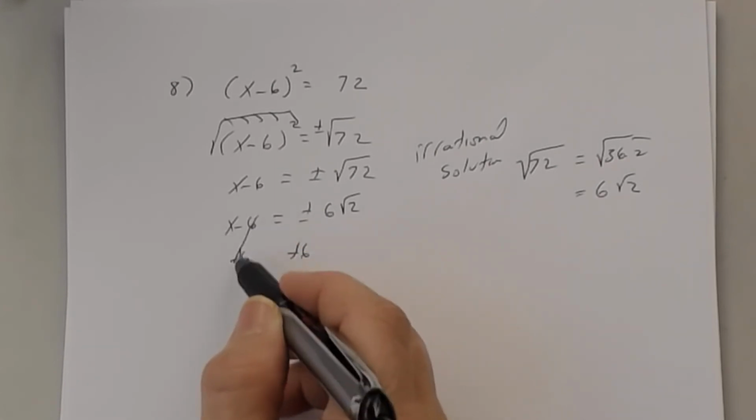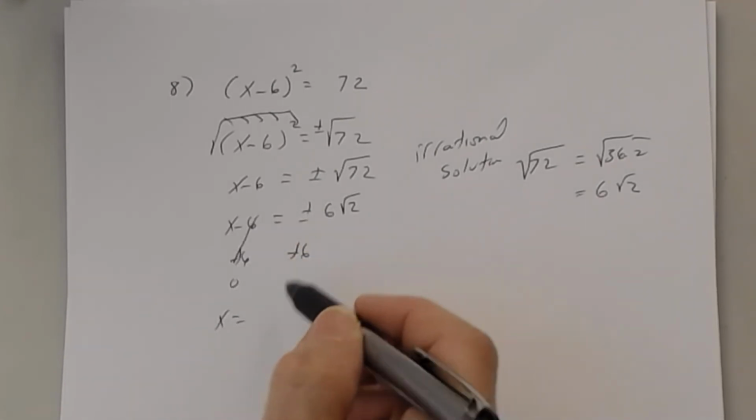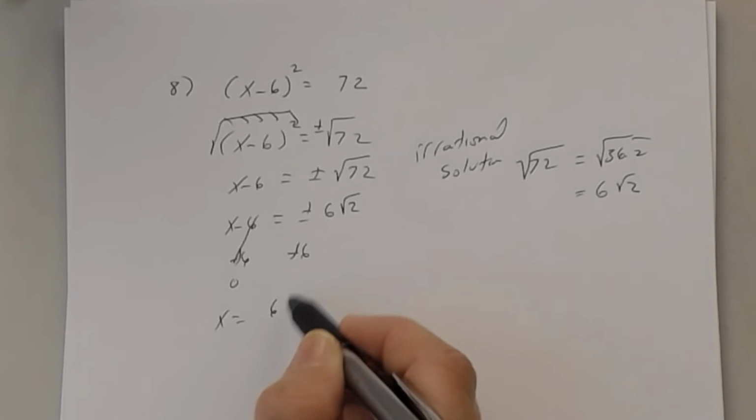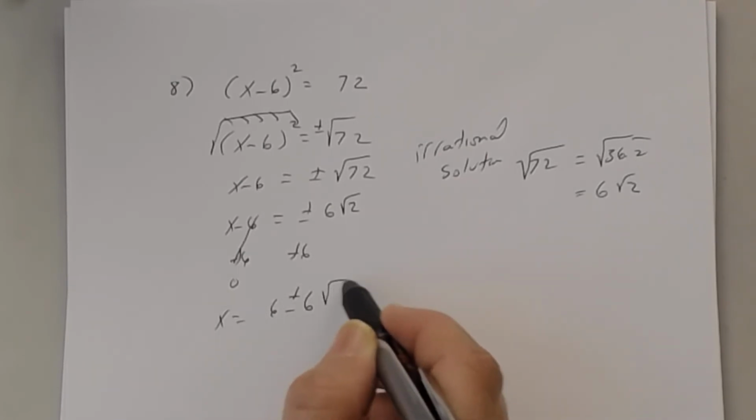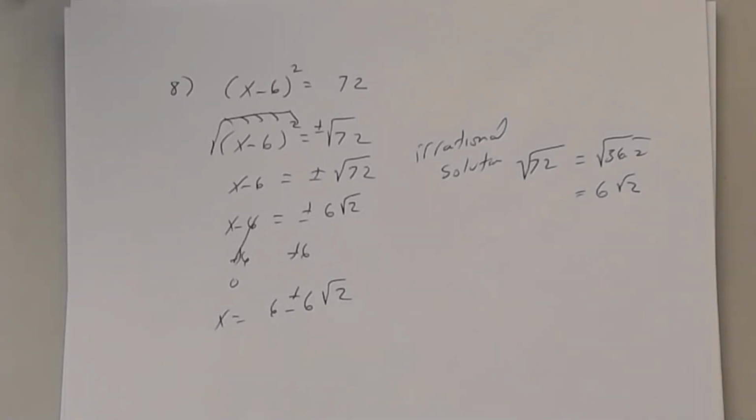And now this is 0 right here, so I get x equal, and then how would you write the answer? 6 plus or minus 6 square root of 2. Okay? And you're done.